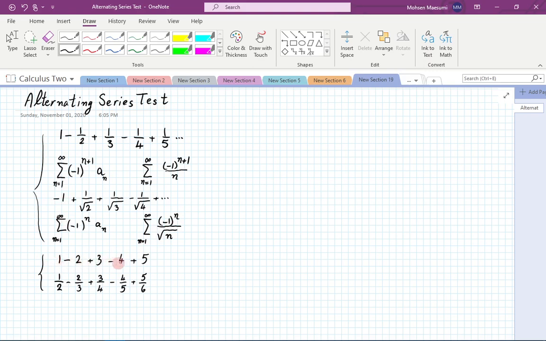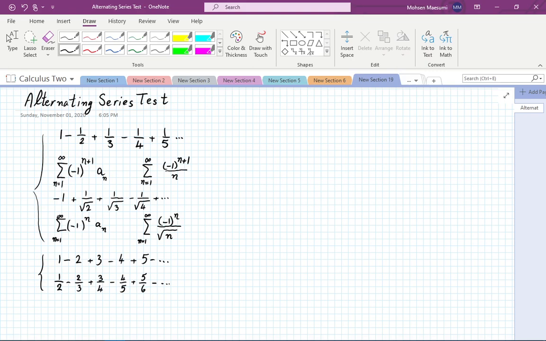Here are two other examples. This is perhaps a lot easier than the first one. 1 minus 2 plus 3 minus 4 plus 5, and so on. Let's write the dots. And 1/2 minus 2/3 plus 3/4 minus 4/5, and so on.